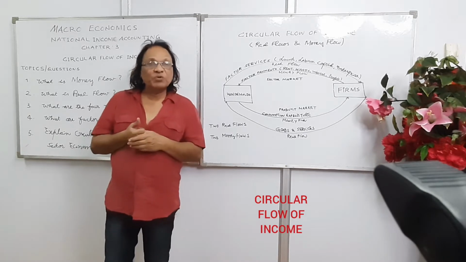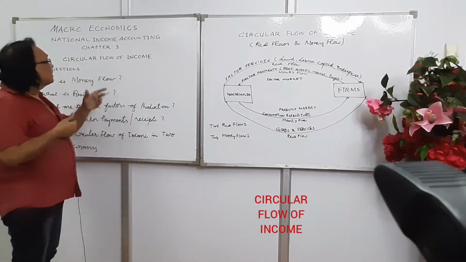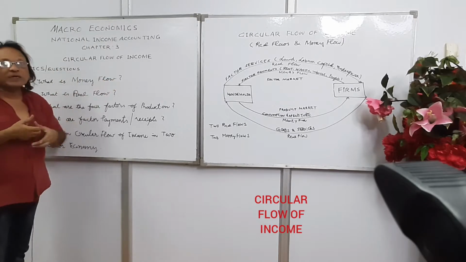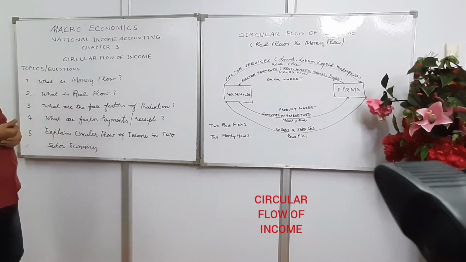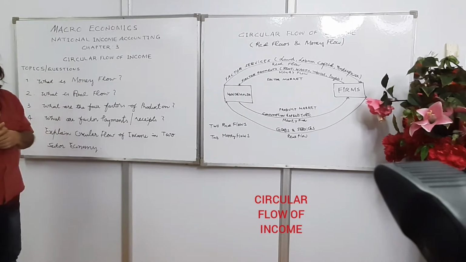Today we carry on with your macroeconomics. We're moving to chapter number 3 in macroeconomics, national income accounting. Today we'll be discussing circular flow of income.